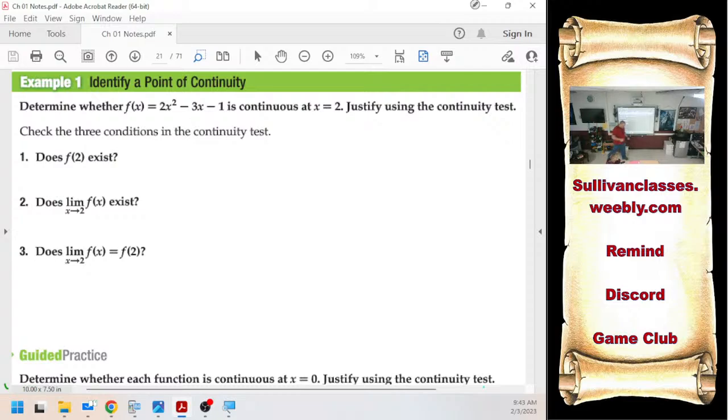I'm going to stop there. That's a good place to start on Monday. Because I know we're not going to remember the continuity test by Monday.